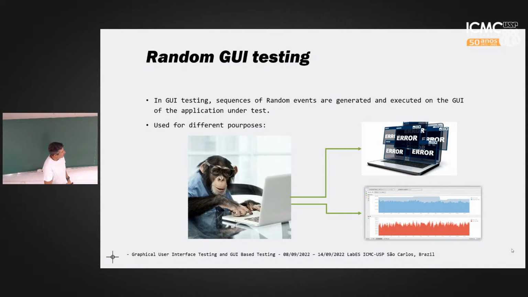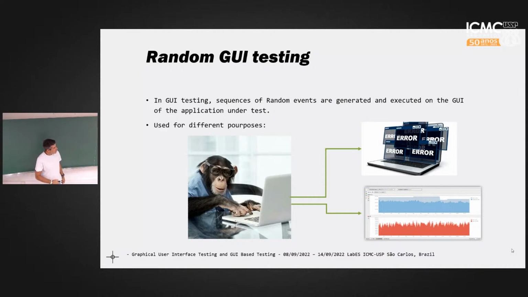In random GUI-based testing, we have a monkey, a robot that sends events to the GUI. In the literature, the monkey is used for two purposes: one, for finding crashes in the application, and two, for performance testing.